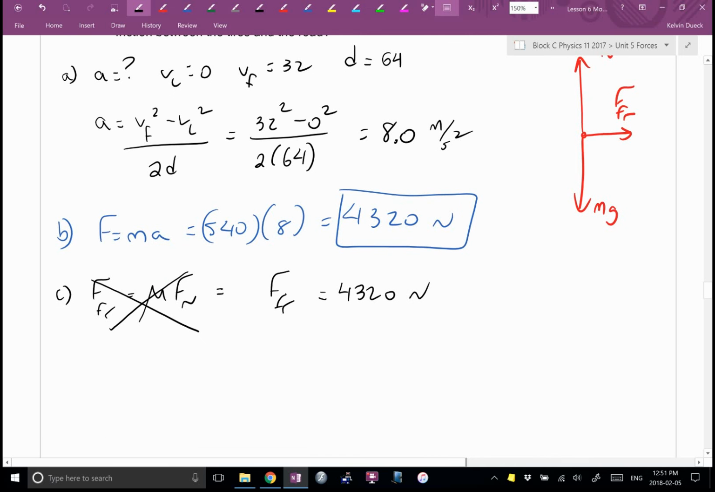Do you see what I mean by so easy that it's tough? Because now in hindsight, you're going, oh, yeah, friction is the only force in that direction, so friction equals MA, and I already know MA.